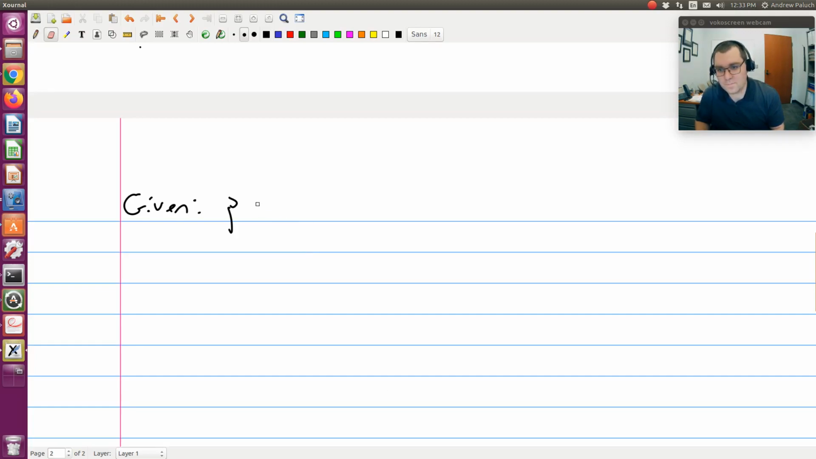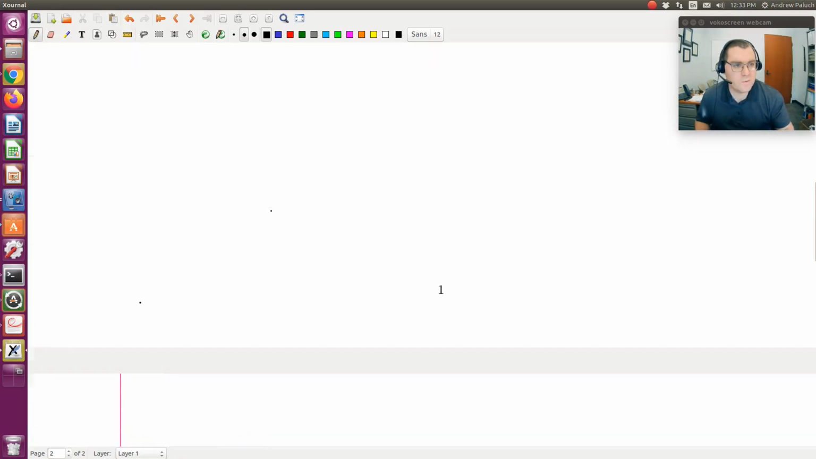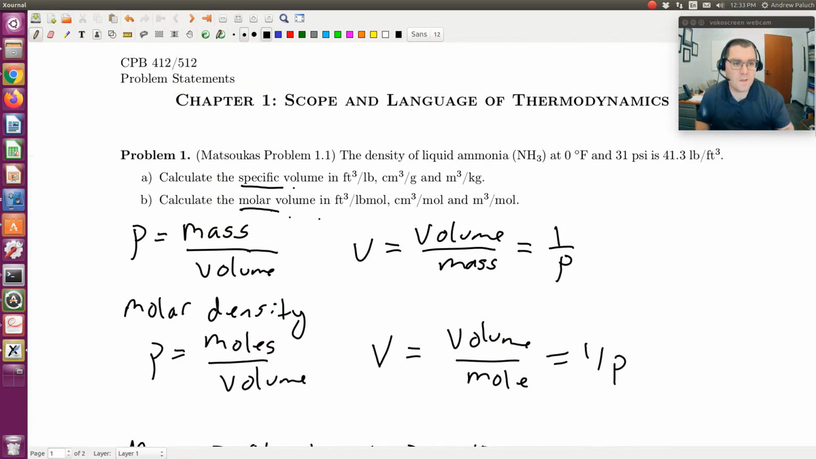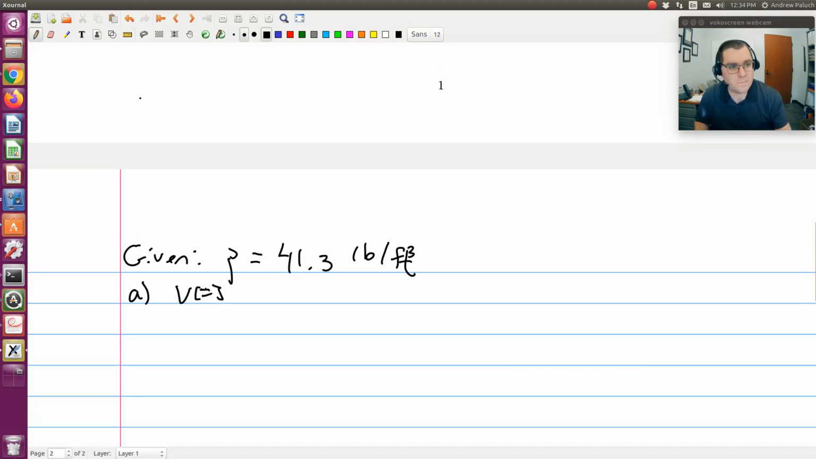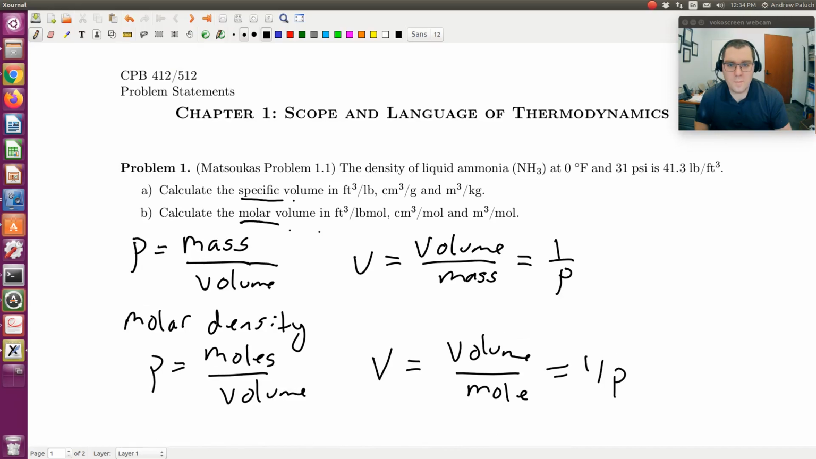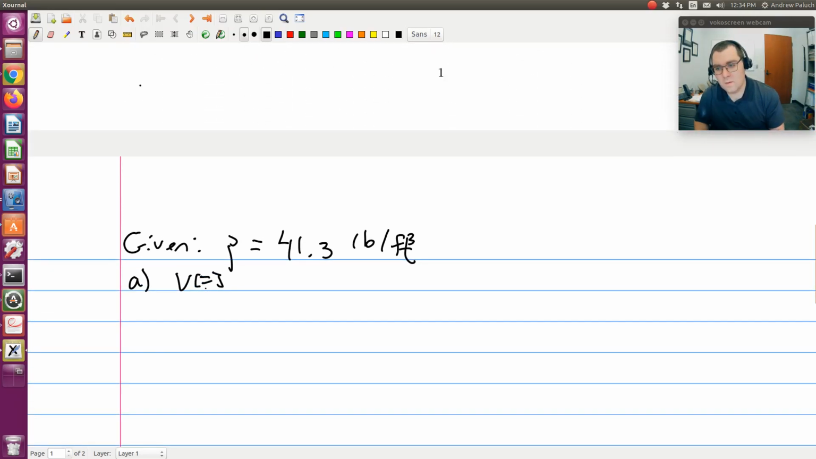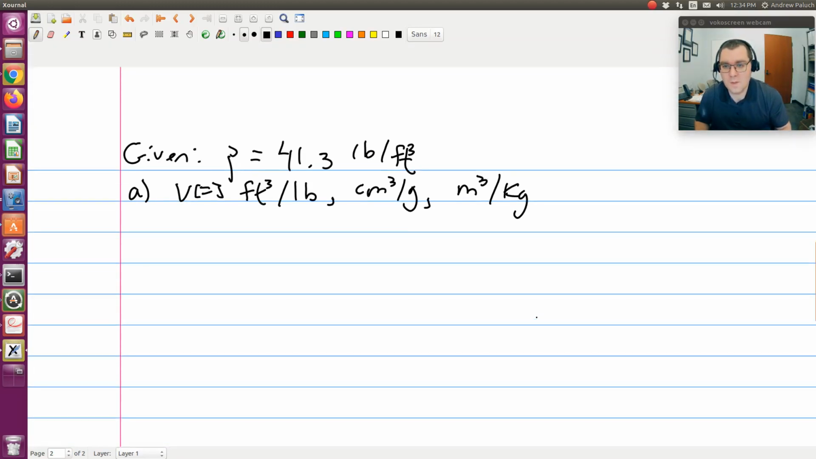So we have the density, and was it 47.7? 41.3 pounds per foot cubed. In part A, we want the specific volume in units of foot cubed per pound, centimeters cubed per gram, or CGS units, and then also meters cubed per kilogram, which would be our SI units. All right, so how would we do this?